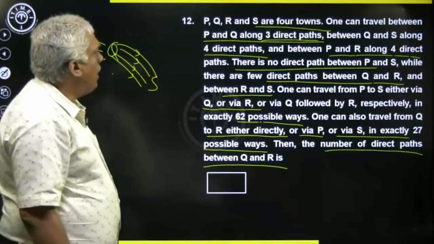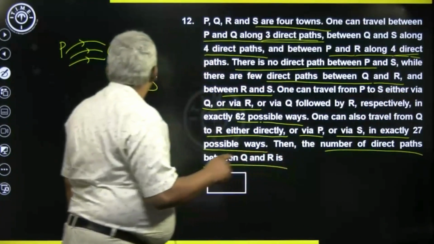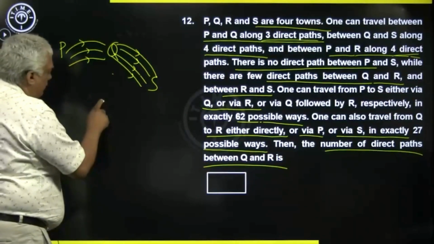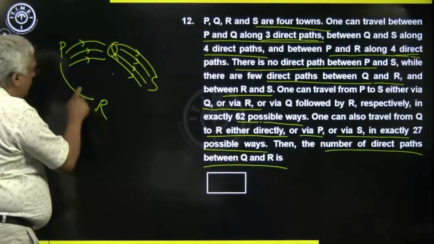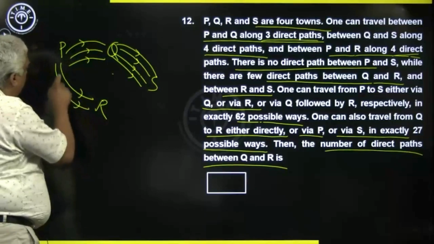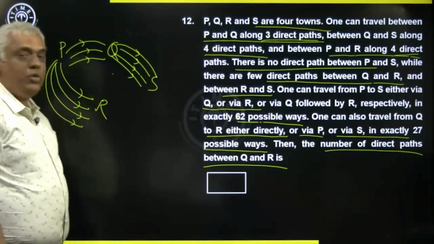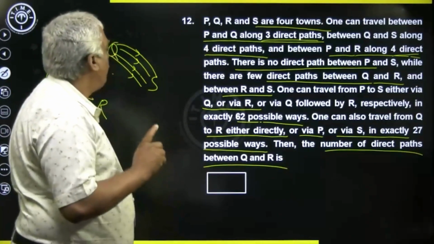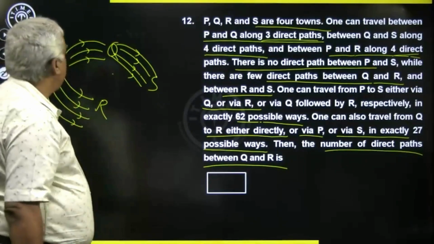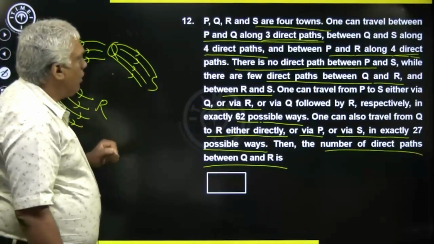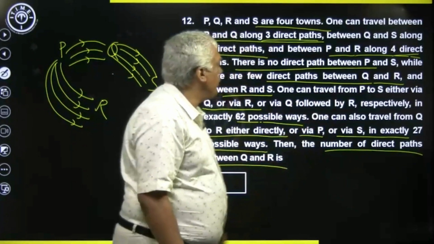Between P and R again there are 4 direct paths. So there is a town R here, and between P and R there are 4 direct paths. There is no direct path between P and S, while there are a few direct paths between Q and R.